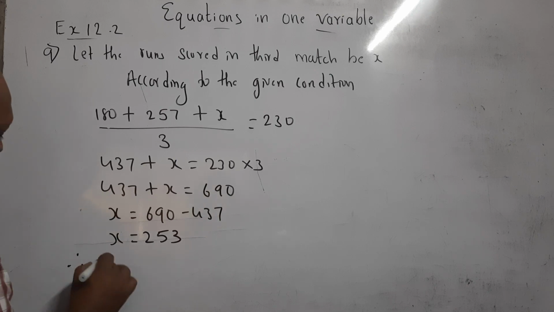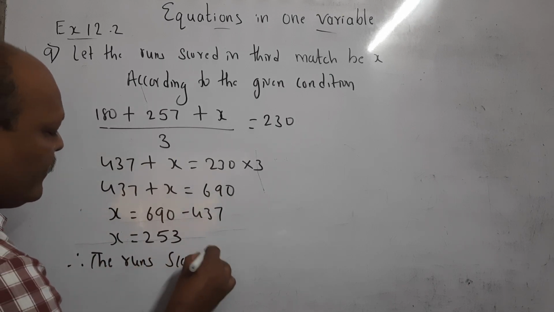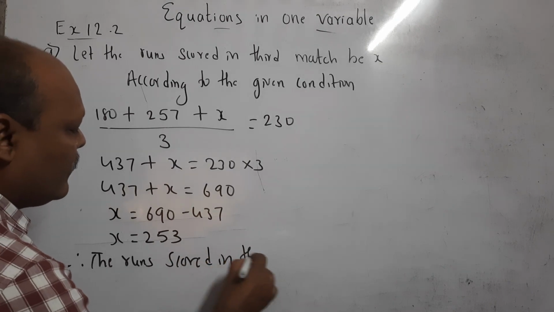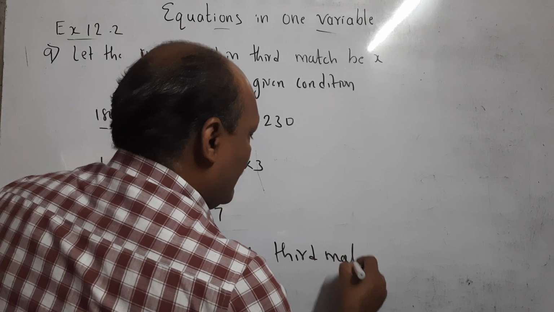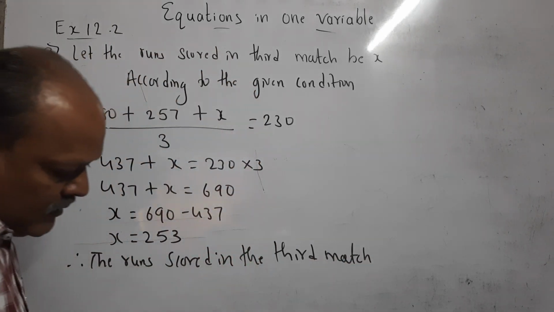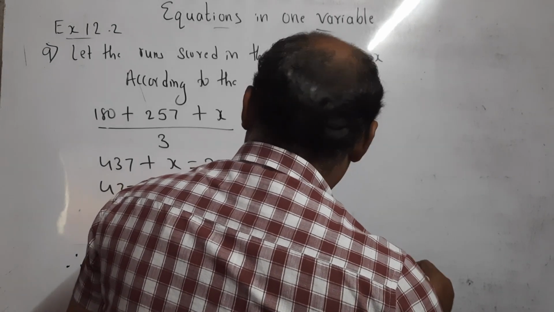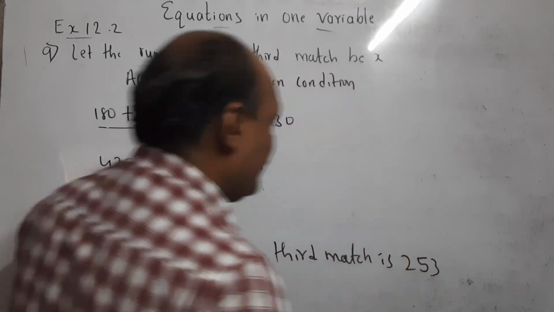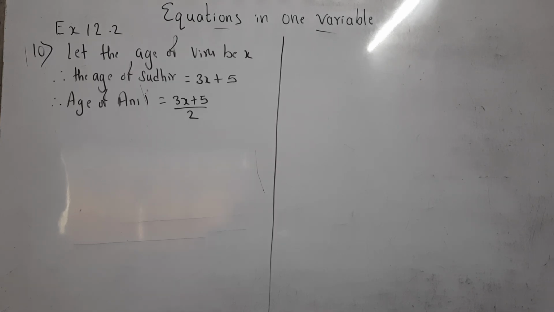Therefore, the runs scored in the third match is 253. I hope all of you understood this, sir. Okay, now the last sum.